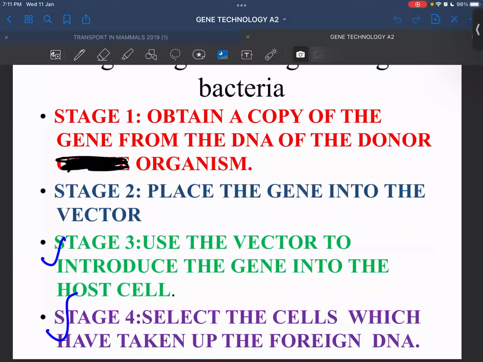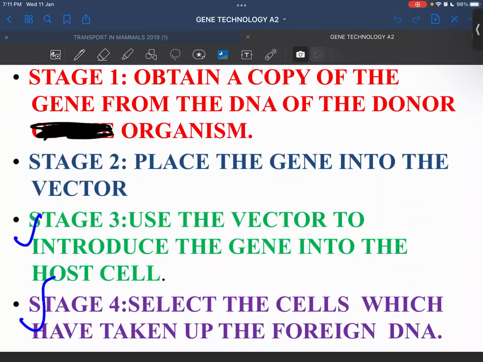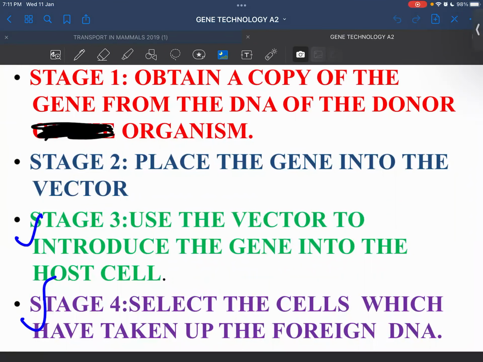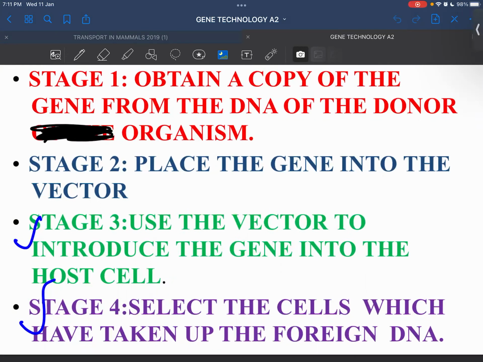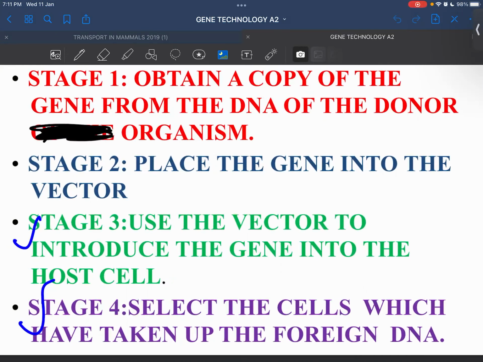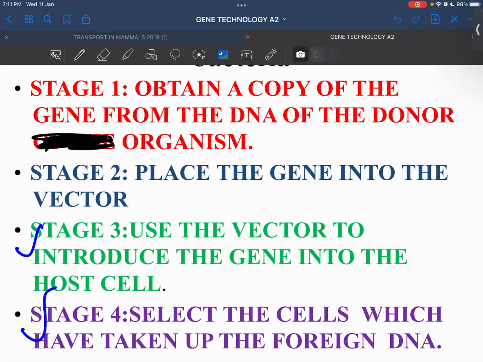We obtained a copy of the gene from the DNA of the donor organism by any of the 3 ways that we've mentioned: either by pulling out the gene by the shotgun approach, or by pulling out mRNA, or artificially synthesizing the DNA. Second stage, we placed the gene onto the vector because we need a vehicle which can carry the gene, which is our plasmids. Third and fourth we have not done yet.